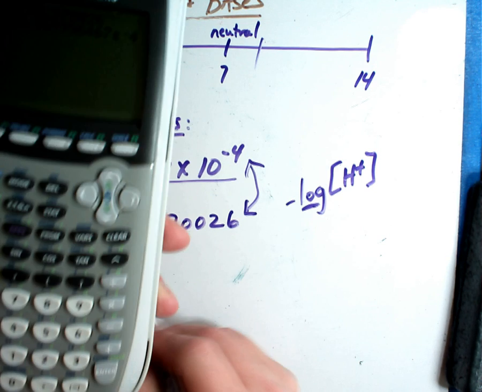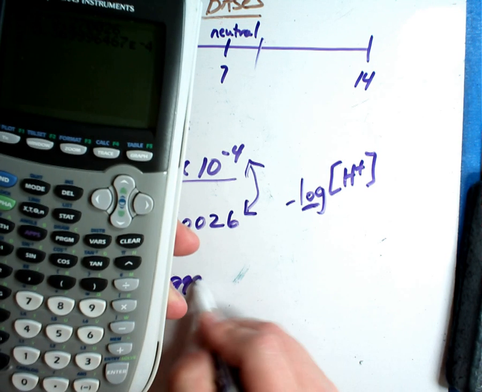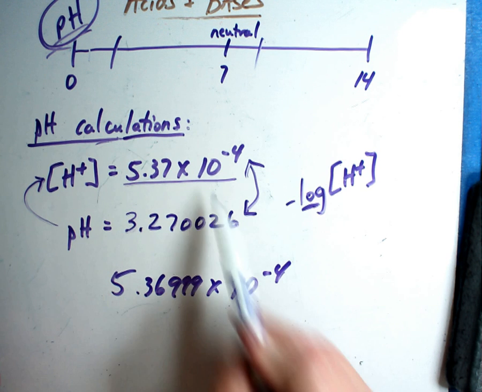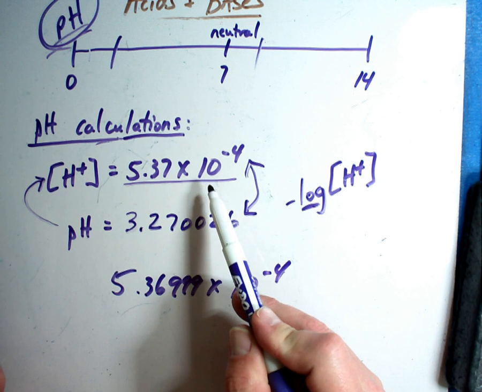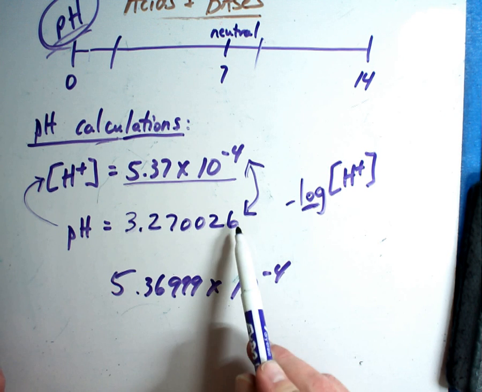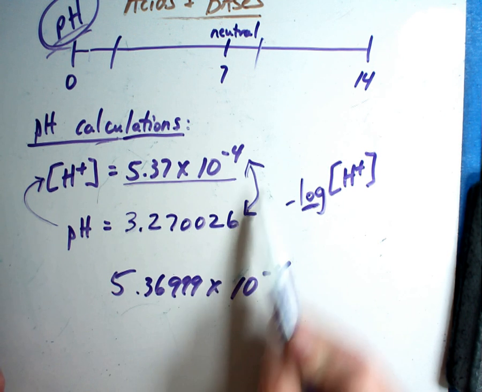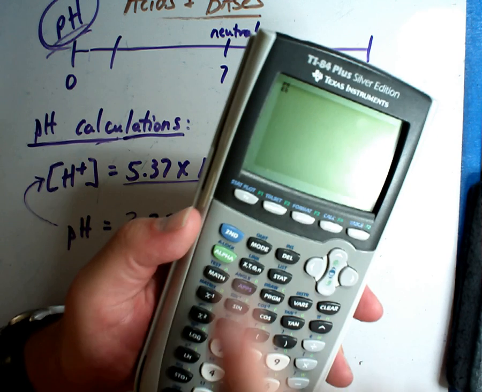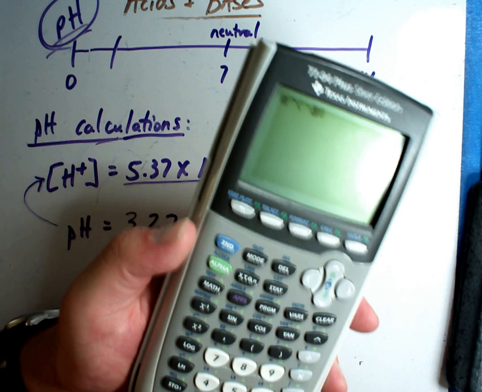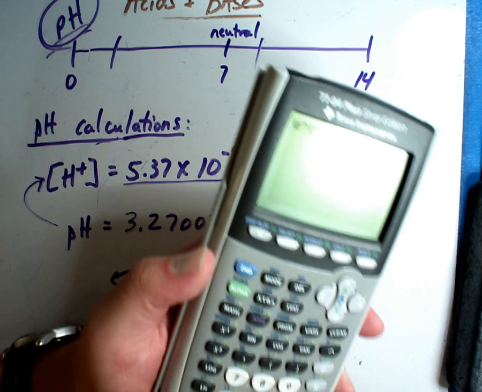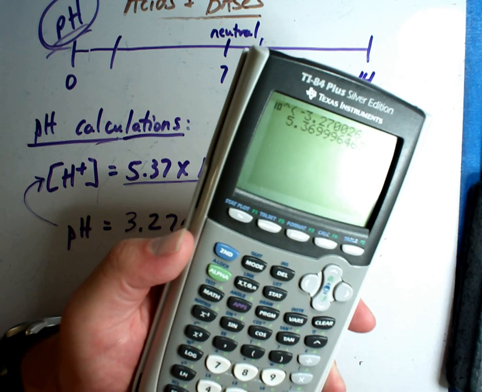Now you will notice the answer that I got on my calculator. It says 5.36999 times 10 to the negative fourth. Can you see how close that is to that? I almost got my exact answer back. Now, you're not going to take your pHs this long. I'm showing you how to go from here to here and back. Okay, so let me do that one more time correctly. 10 to the x, negative 3.270026. There it is. And I got it back.